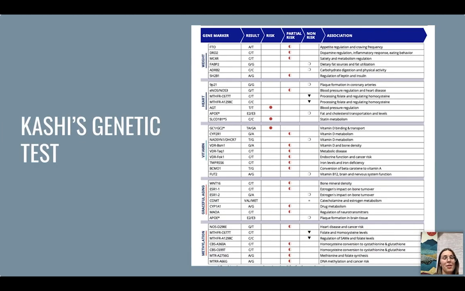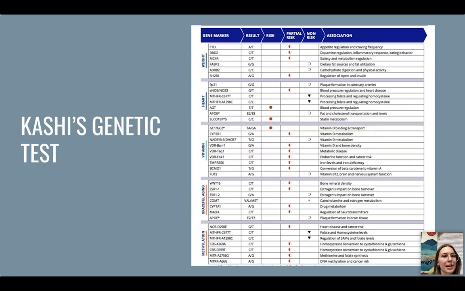So now on to the actual Kashi test specifically. It's actually, I think, an 8-page packet that you get, but this is the summary sheet that gives you all of the genes. And this is what I go over with my patients at least. So this is what it looks like. And it divides a bunch of genes into 5 main categories. As you might be able to see, it's a little small: weight, heart, vitamin, graceful aging, and methylation.